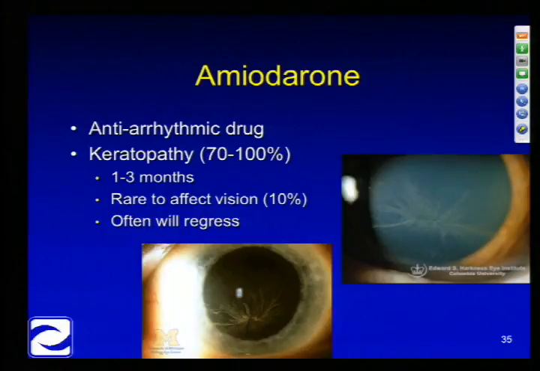Amiodarone is a powerful antiarrhythmic agent. Keratopathy, or pigment deposits in the cornea, is very common. 70 to 100% of patients treated with amiodarone develop this vortex or swirling type pattern of pigment on the anterior part of the cornea. This really does not cause much visual problem at all. 10% have minimal decrease in their vision if it's really, really dense. And often it will regress if the amiodarone is stopped.